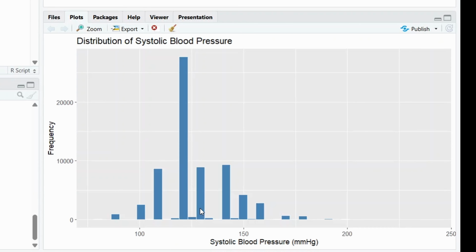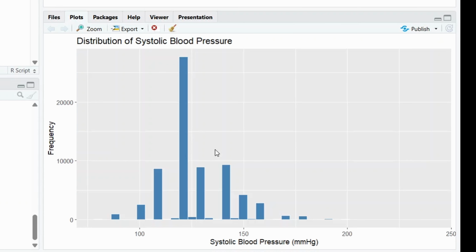Here we are looking at a histogram showing the distribution of systolic blood pressure in our dataset. The x-axis represents systolic blood pressure measured in millimeters of mercury, while the y-axis shows the frequency or number of individuals within each blood pressure range. Most observations appear to cluster between roughly 110 and 140 millimeters of mercury, which is consistent with typical blood pressure values seen in adult populations.